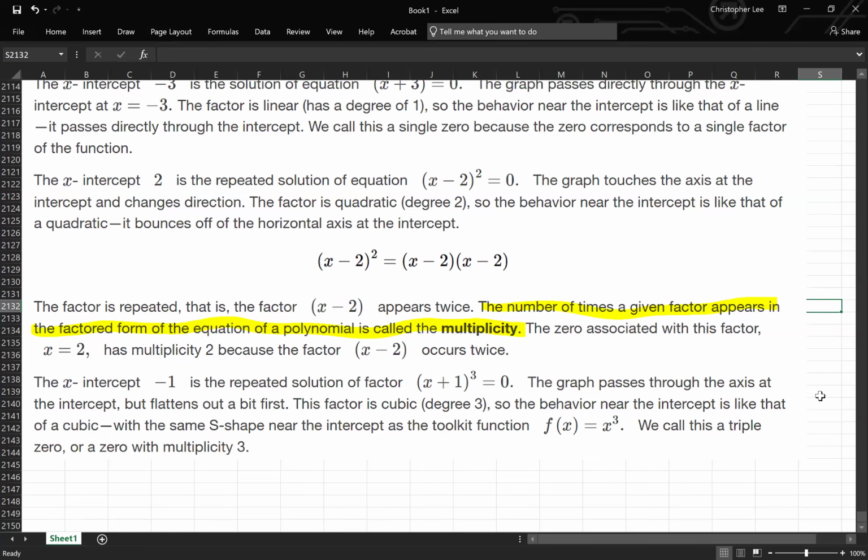Now let's talk about the 1. The x-intercept -1 is the repeated solution of factor (x + 1)^3 = 0. The graph passes through the axis at the intercept, but flattens out a bit first, right? This factor is cubic, degree 3, right? So the behavior near the intercept is like that of the cubic function, with the same S shape near the intercept as the toolkit function f(x) = x^3. We call this a triple zero or a zero with multiplicity of 3.